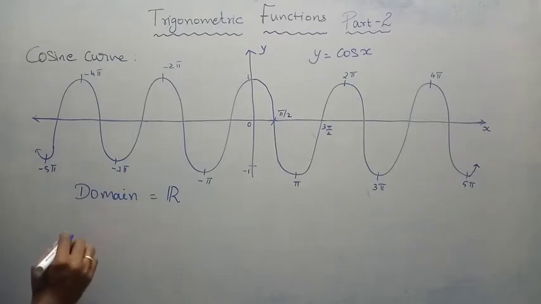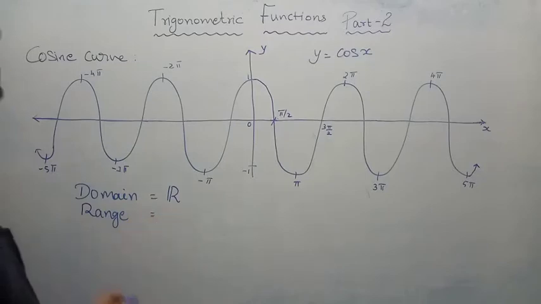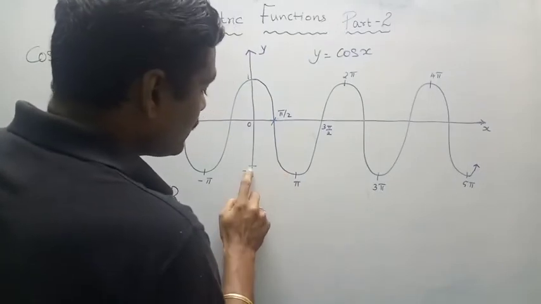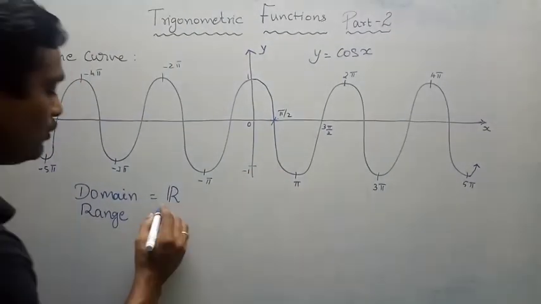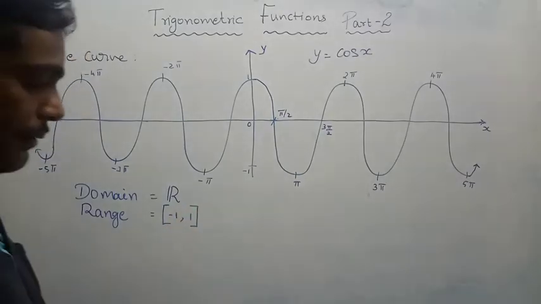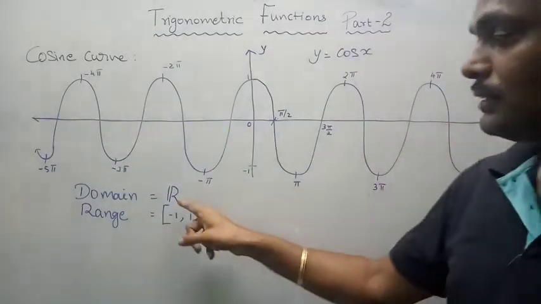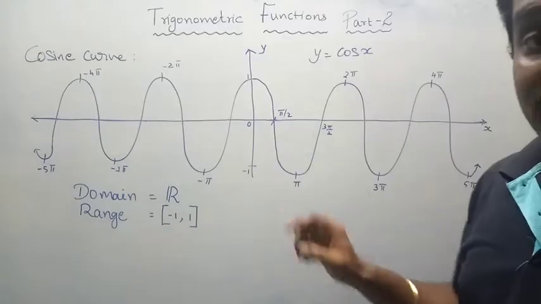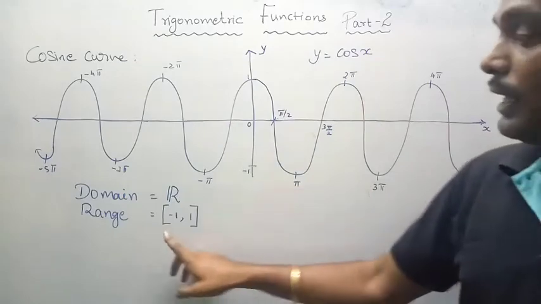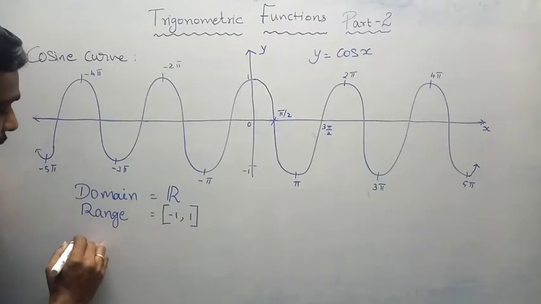Domain. Next, range. Range is the output. The maximum value of the cosine curve is 1 and the minimum value of the cosine curve is minus 1. So the output lies between minus 1 comma plus 1, closed interval. So in this case the domain is the set of all x values, that is real, and for the range the maximum value is plus 1 and the minimum value is minus 1. So the output of the cosine curve lies between minus 1 to plus 1. Is it clear?